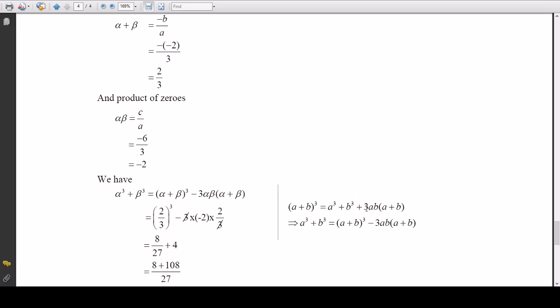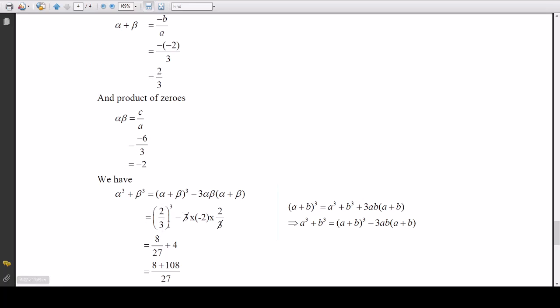What we'll do, we will transpose this 3ab(a plus b) to the left. That means a cubed plus b cubed will be (a plus b) whole cubed minus 3ab(a plus b). Just substitute alpha and beta here. Alpha cubed plus beta cubed will be (alpha plus beta) whole cubed minus 3 alpha beta (alpha plus beta). Now alpha plus beta is how much? 2 by 3. Just substitute that value here.